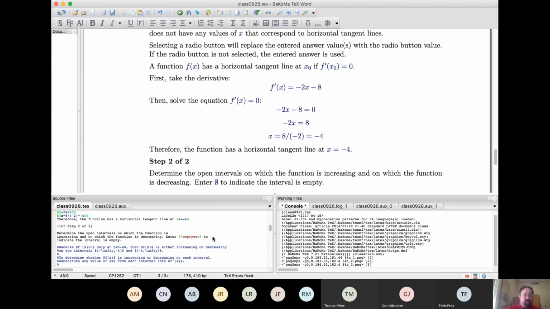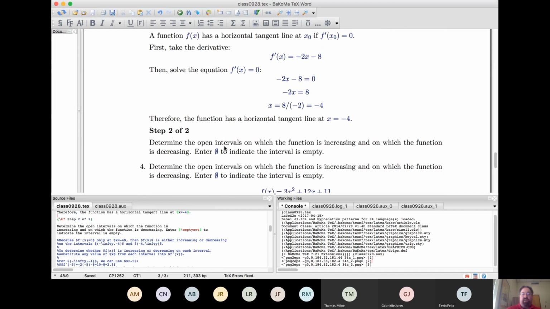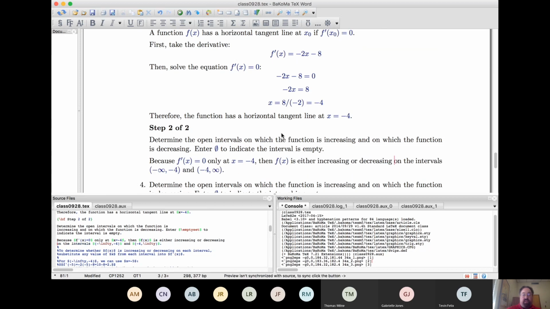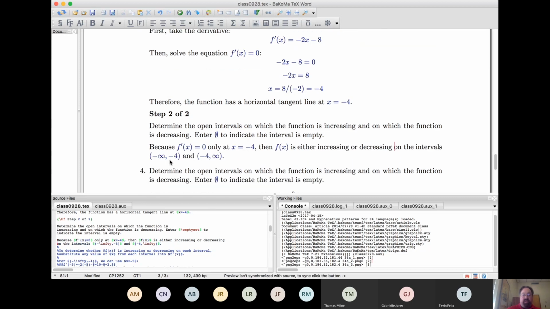So now for the other part of the problem, it's asking where the function is increasing or decreasing. The first part is helpful for that, because this one x value where the derivative is 0 divides the real number line into two intervals, and you can check each one to determine where it's increasing or decreasing. So what are the intervals that we now have?